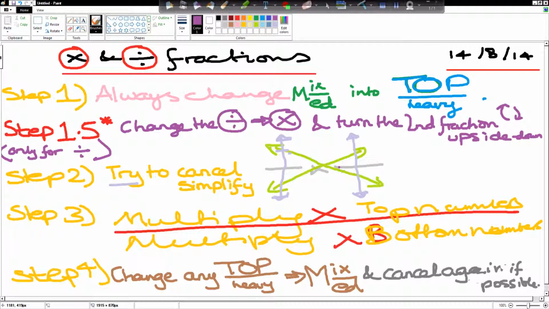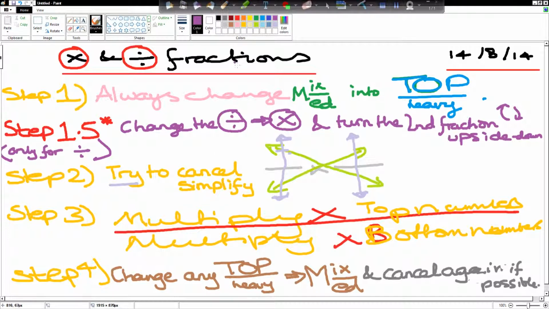Okay, so what did we say? If we are multiplying fractions, we follow steps 1, 2, 3, and 4. If we are dividing fractions, we follow steps 1, 1.5, 2, 3, and 4. So when we're doing division, we never actually do a division. The division question gets converted into a times, and the second fraction gets turned upside down. Now the question is converted into a multiplication fraction question. Then we carry on with steps 2, 3, and 4. Okay? So these are the rules for multiplying and dividing fractions.